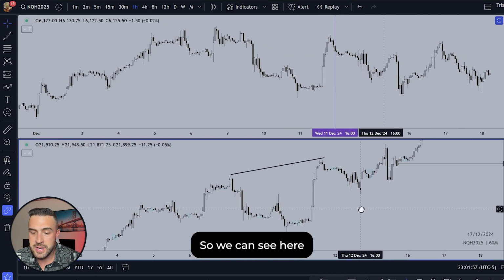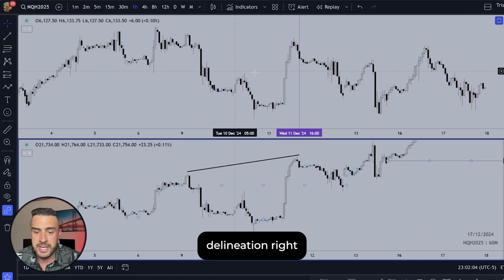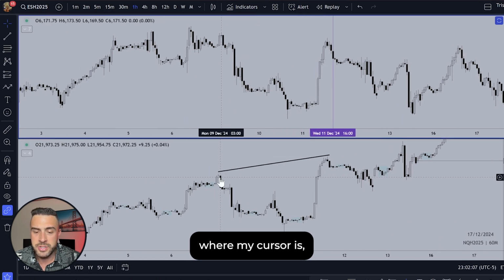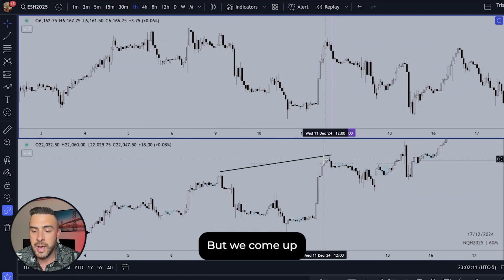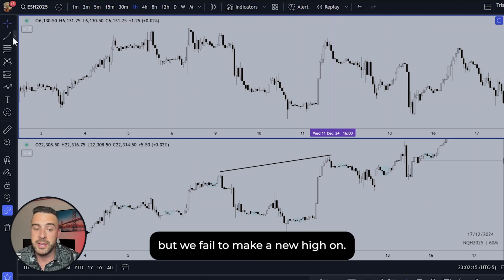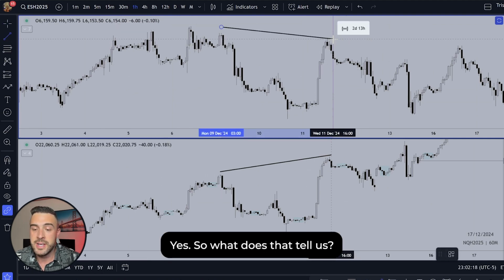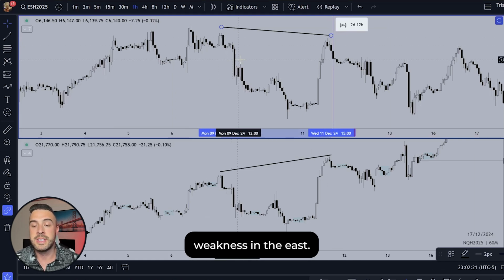So we can see here, if we look at this chart, what do you see? If we look at this line delineation right here, this dotted line where my cursor is, you can see this high here matches this high here, but we come up and we make a new high on NQ, but we fail to make a new high on ES. So what does that tell us? Well, we just went over it. It tells us that there's inherent weakness in ES.